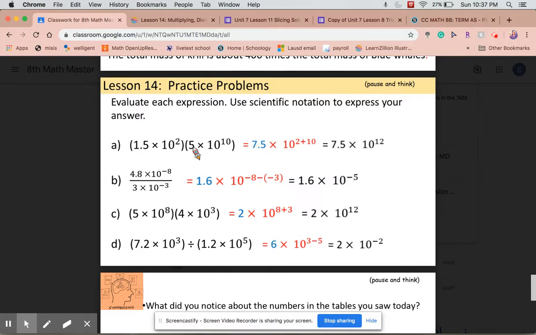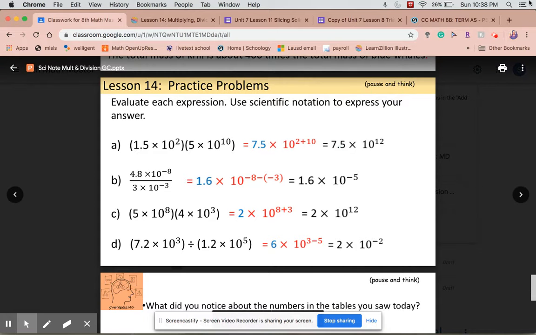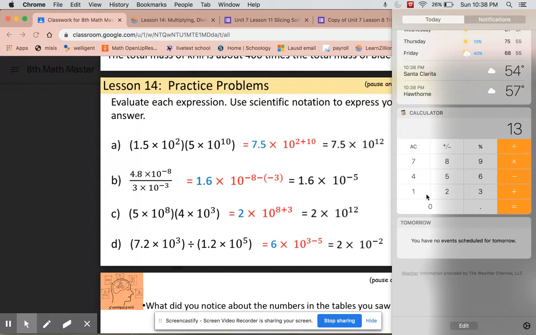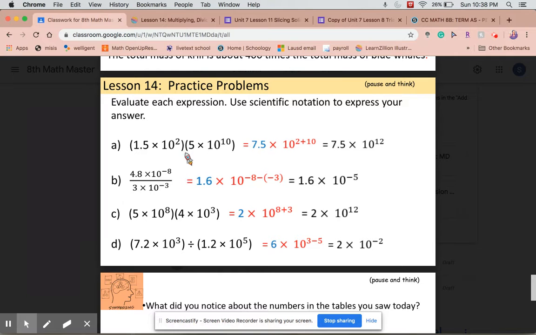Remember, when you're multiplying, it's 5 times 1.5, and then 10 plus 2, which is 10 to the power of 12, and then 7.5. Let me show you how they got 7.5. 1.5 times 5. 7.5. So remember, the parentheses means multiply, so I'm going to multiply those. And then what does it mean for my exponent rules? I add the exponents, and I keep the base.